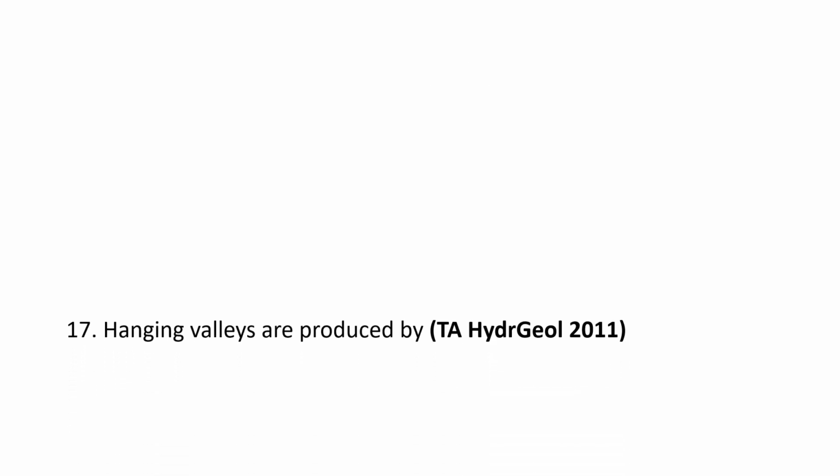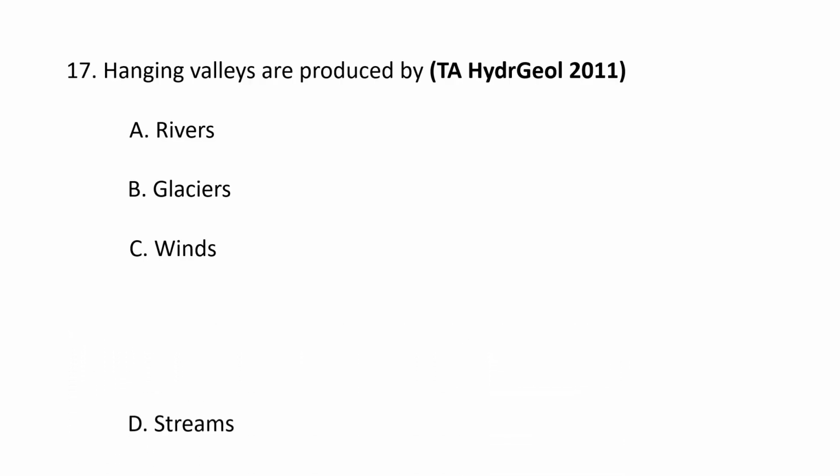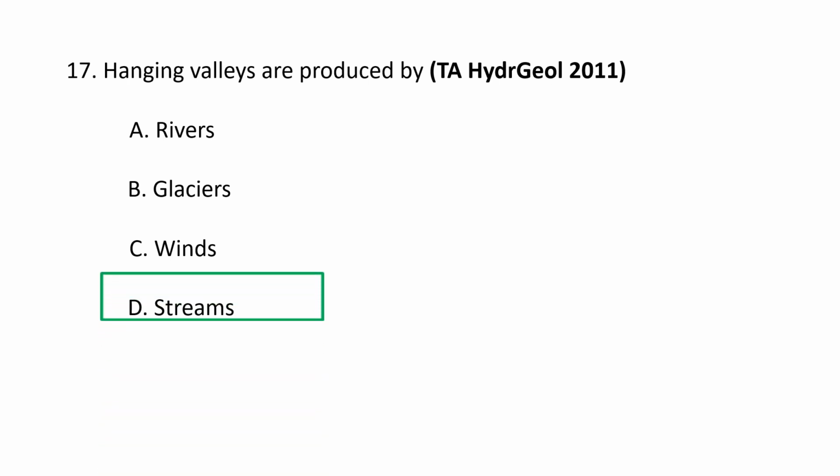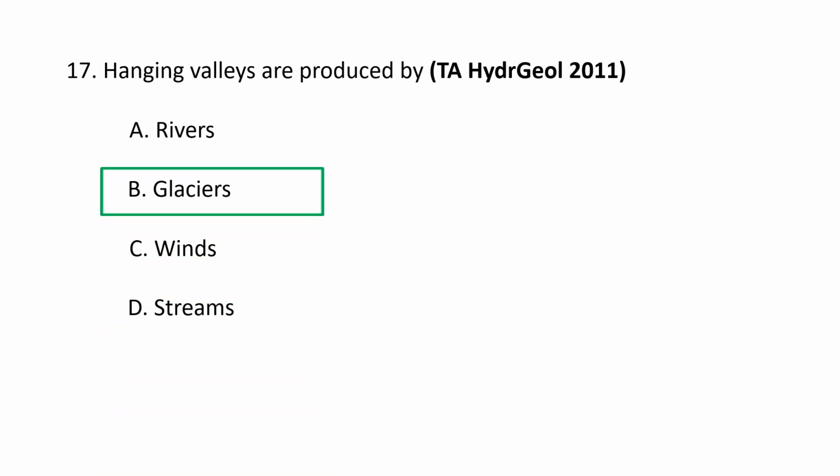Next question. Hanging valleys are produced by A. Rivers, B. Glaciers, C. Winds, and D. Streams. Hanging valleys are formed by glaciers. So hanging valleys are a type of valley which is formed by the glaciers, and they are the characteristic feature of glaciated mountain topography. So B. Glaciers is the correct option.